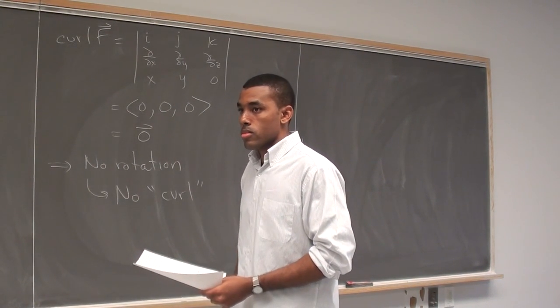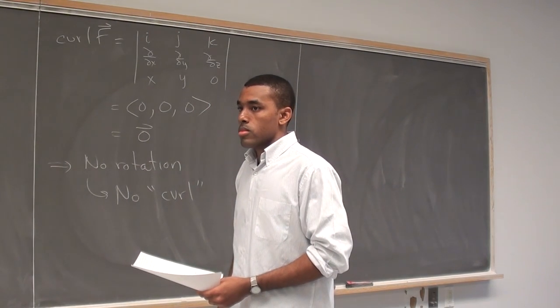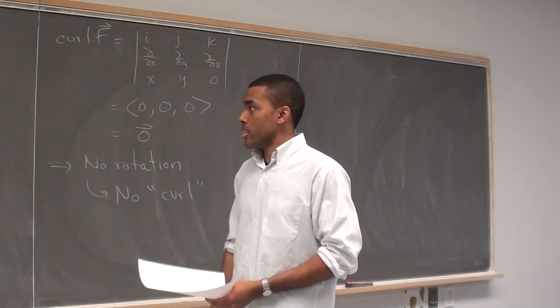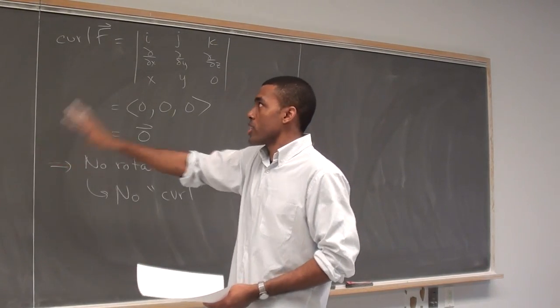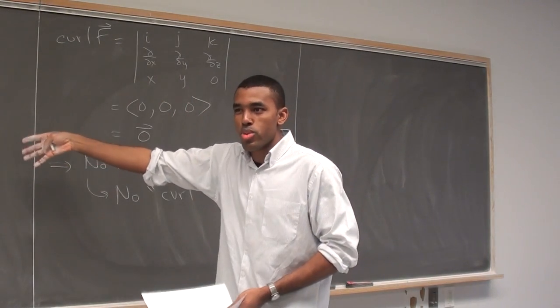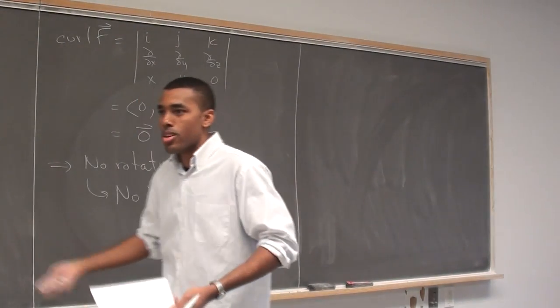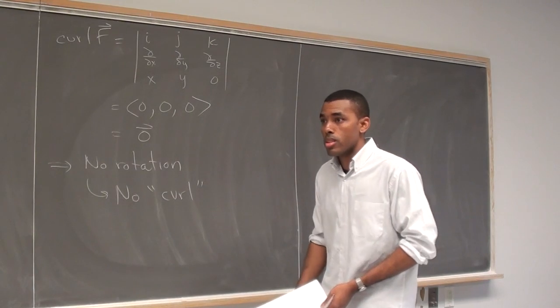But how do we tell the difference between some vector that does curl, that does curve? I'm going to give you an example of something like that later. But this is an example of something where the curl is 0, and this is really what's going on. It just means there's no rotation, there's no curling around any point in our vector field.